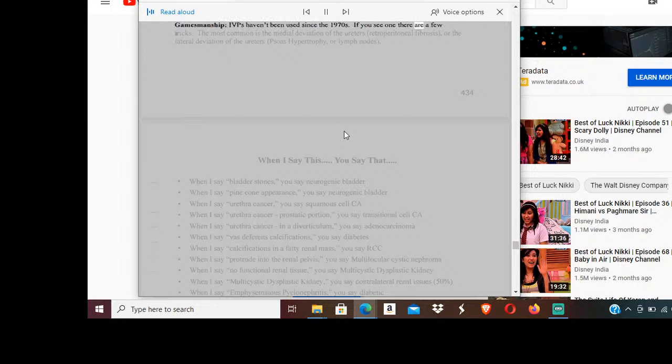If you see one, there are a few tricks. The most common is the medial deviation of the ureters, retroperitoneal fibrosis, or the lateral deviation of the ureters, psoas hypertrophy, or lymph nodes.